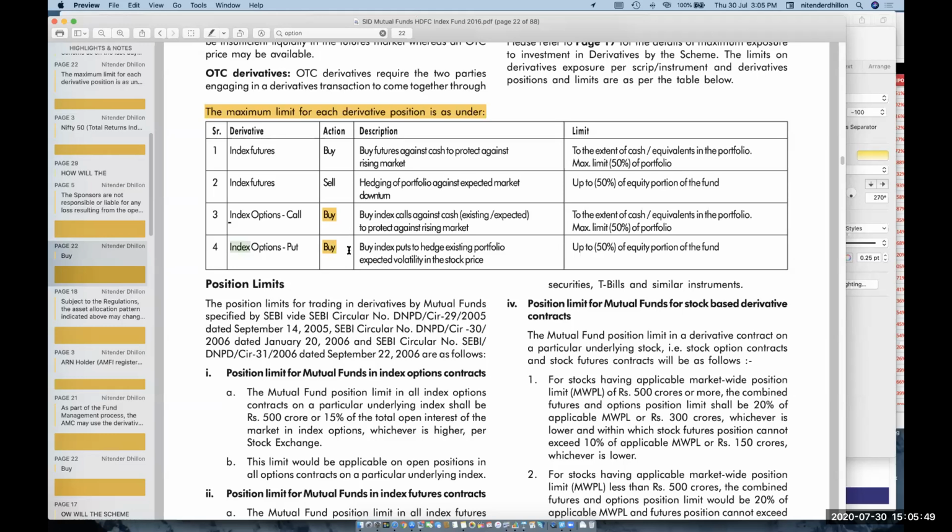Index options, puts, on my screen: buy index puts to hedge an existing portfolio against expected volatility in stock price. Which means if an index put has been bought, this person is supposed to carry the option all the way to the end. He can't say, I bought at 640, quietly sell it now at 700 rupees.